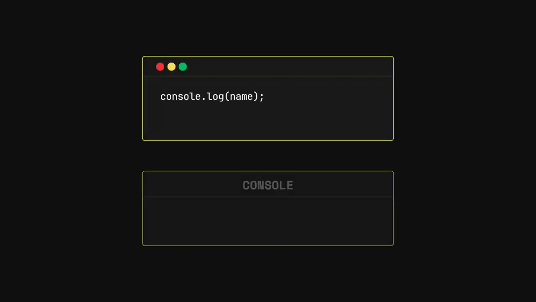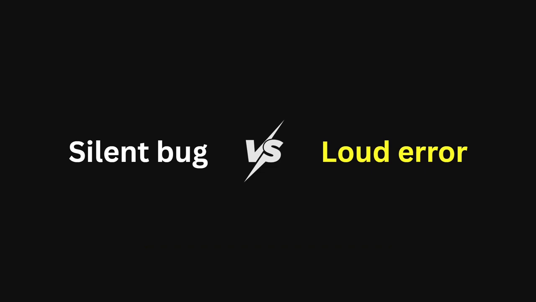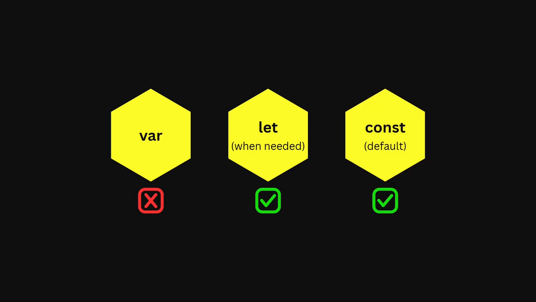Let and const don't do this. They have a concept called the temporal dead zone. Try to access them before the declaration and you get an actual error, which is actually better. Because errors you can see are better than bugs that can hide. Also, a quick rule is to never use var. Always use const by default, switch to let only when you need to reassign.